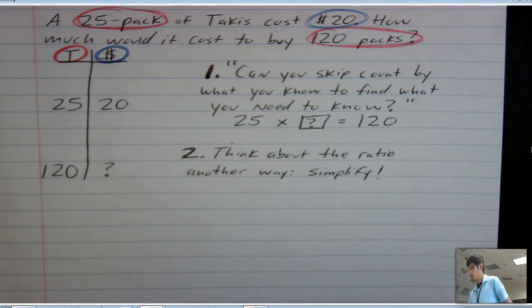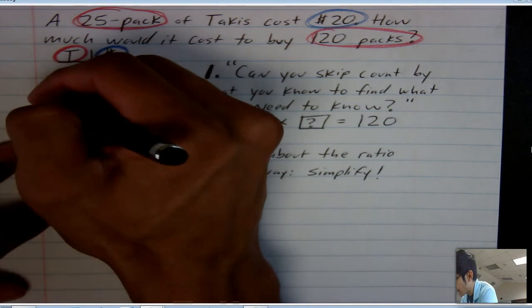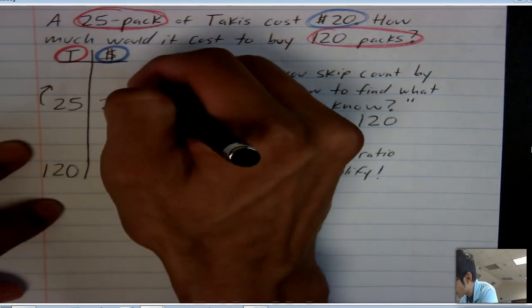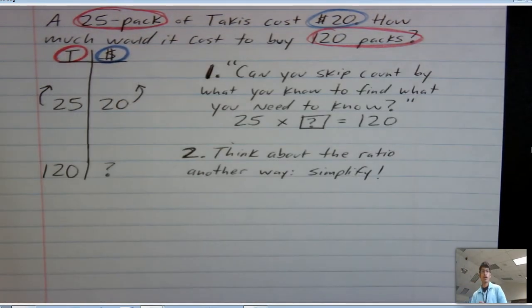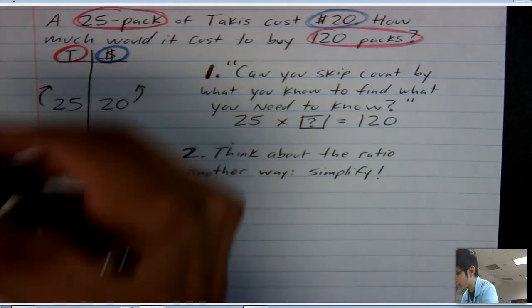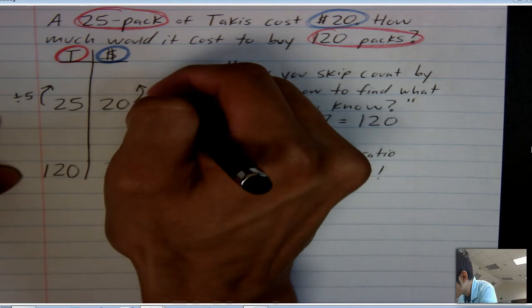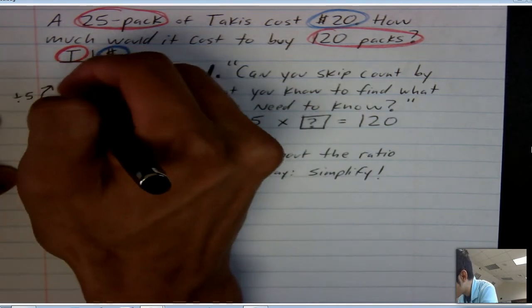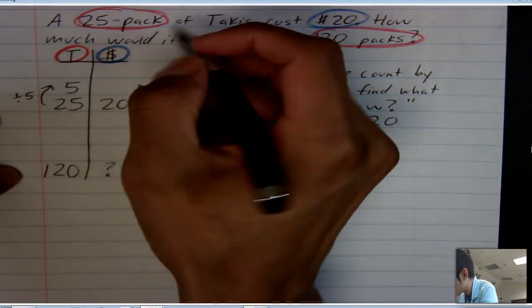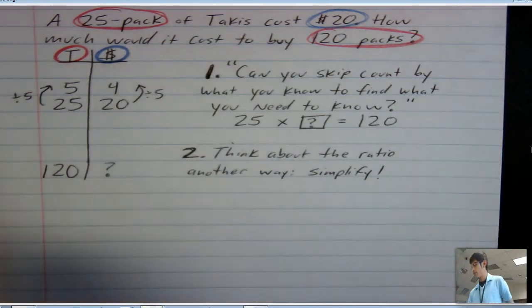If that's the case, you need to think about the ratio another way. You got to simplify it. Instead of 25 and 20, what can I simplify this by? What can I divide both of these numbers by to think about it another way? When I look at 25 and 20, I can divide both of these numbers by 5. 25 divided by 5 is 5, and 20 divided by 5 would be 4. So 5 Takis will cost $4.